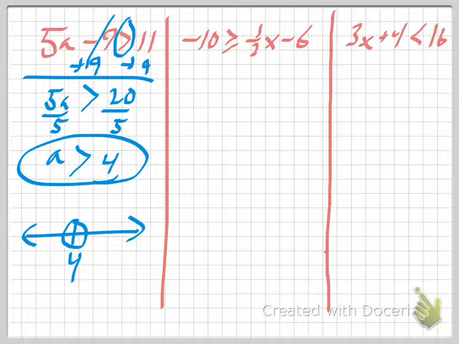And where are the a's that are bigger than 4? Well, those are all the numbers that are up here to the right. And the variable, of course, here is a. Okay, so that would be the graph of that, if they ask you to solve and graph it.